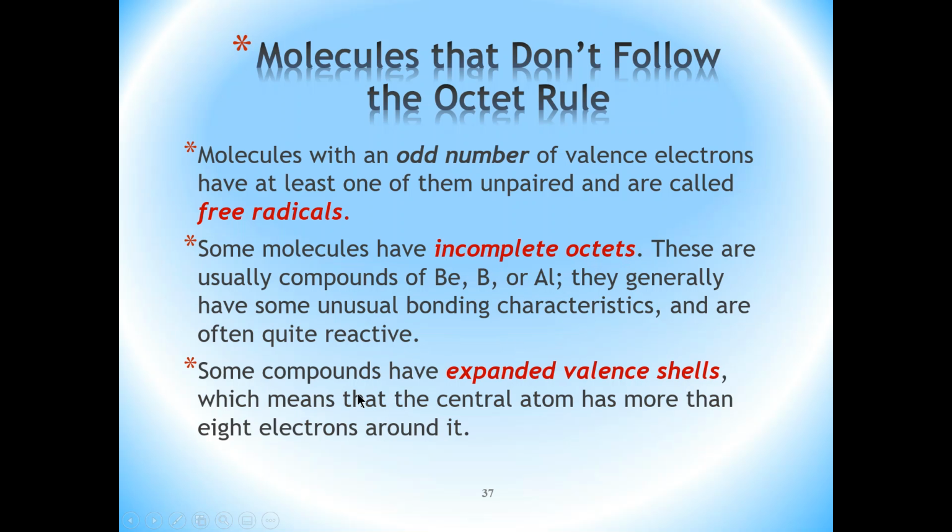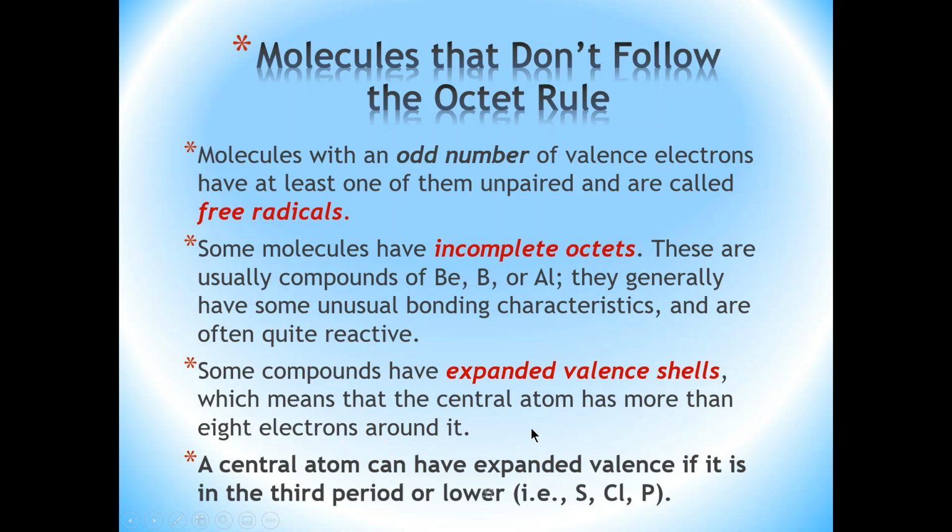Also, you have some compounds that have what we call expanded valence shells. In other words, these compounds will have a central atom that can have more than 8 electrons around it, all right? So in these cases, instead of 8 electrons, you can actually have more than 8 electrons on the central atom. We're going to see some examples of that shortly.